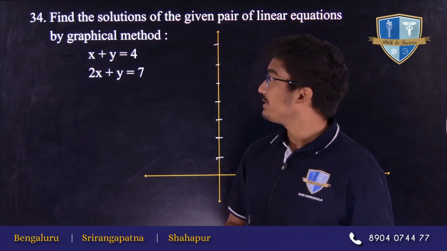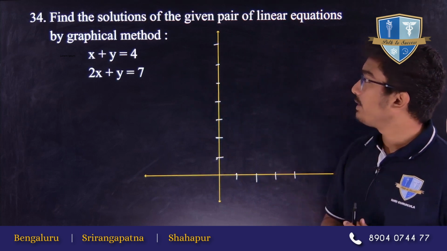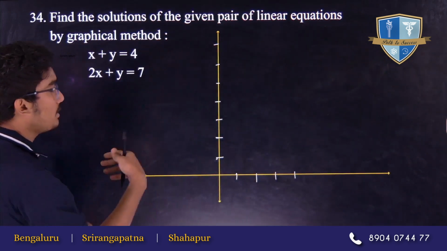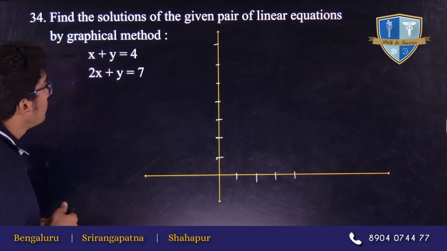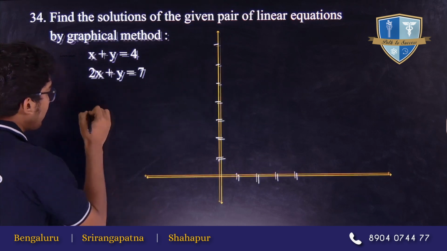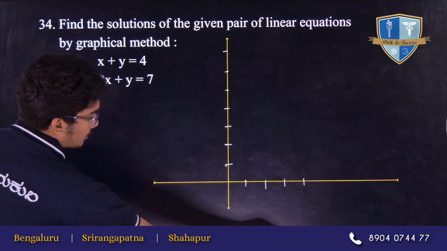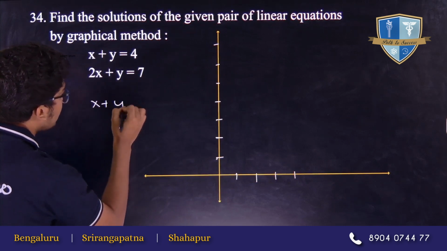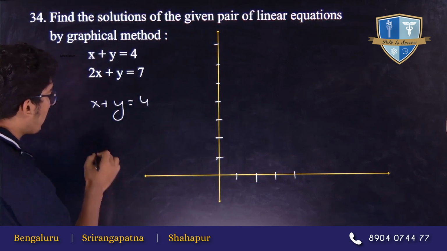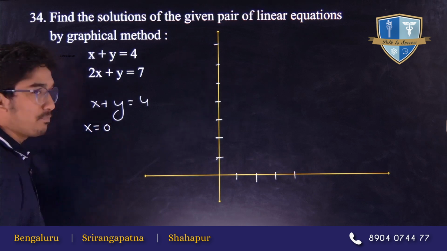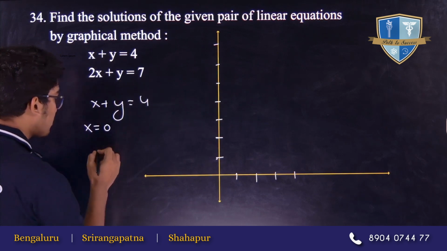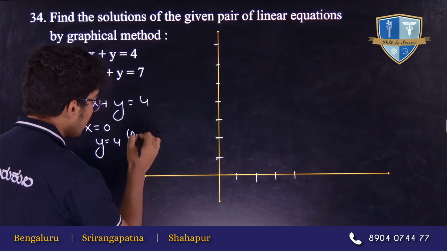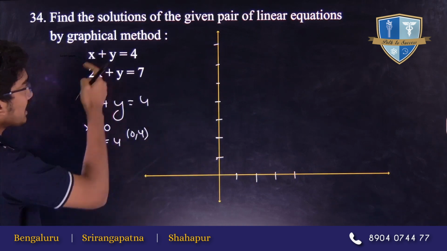So our next question is: find the solution of the given pair of linear equations by graphical method. What we'll do is plot these two equations on our graph. First, let's take our first equation, x plus y equals 4. We'll put x equals 0 and find the value of y. So putting x equals 0, y equals 4. So (0, 4) is one of the points through which this line is passing.